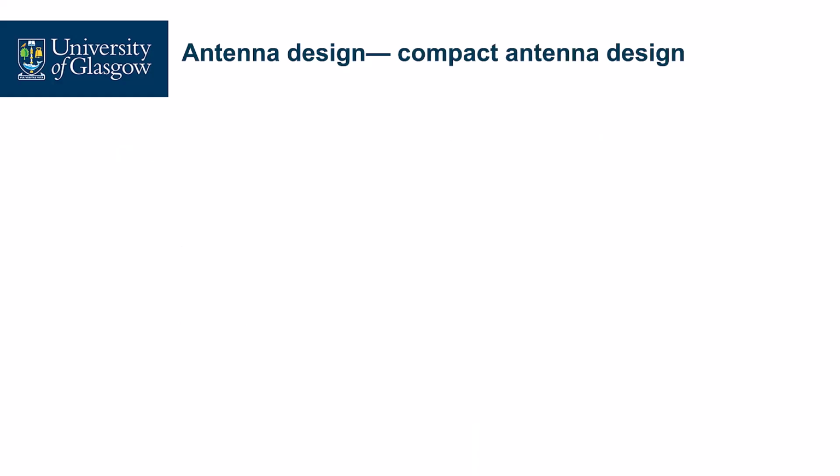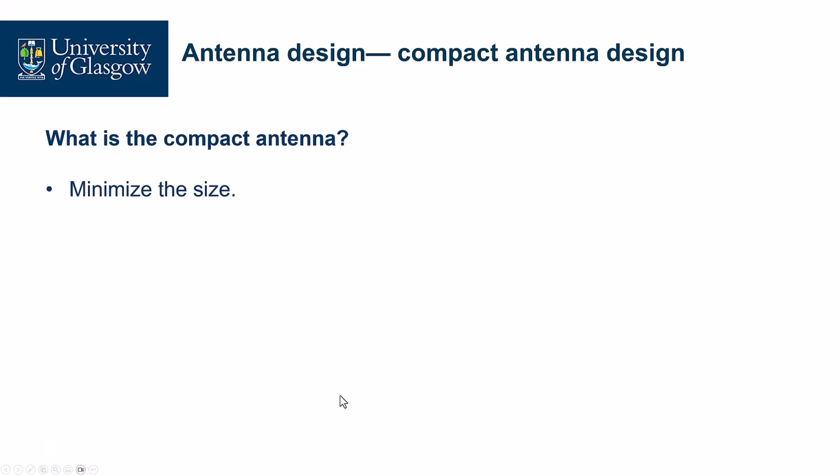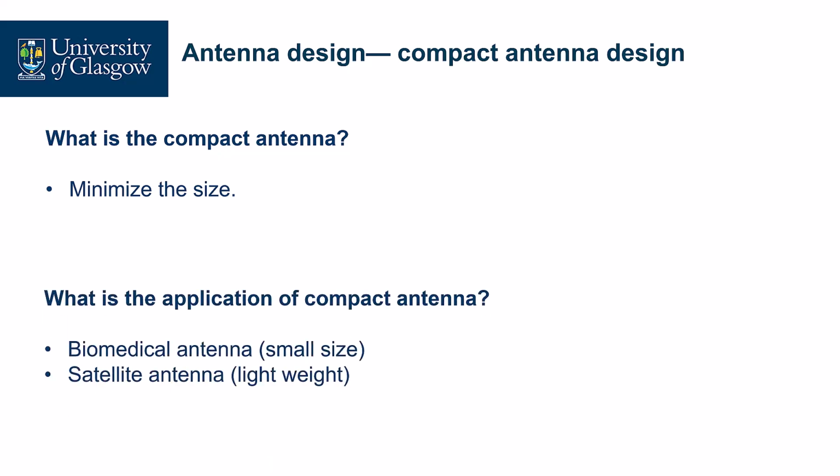Second case, we still talk about antennas. We talk about compact antenna design. What is a compact antenna? Compact means making the size small. We want to minimize the size, right? Compact antennas are widely used nowadays, for example, in biomedical engineering. For in-body or wearable use, we want the size to be small. And for satellite antennas, we want the weight to be light, right? So these are the applications of compact antennas.